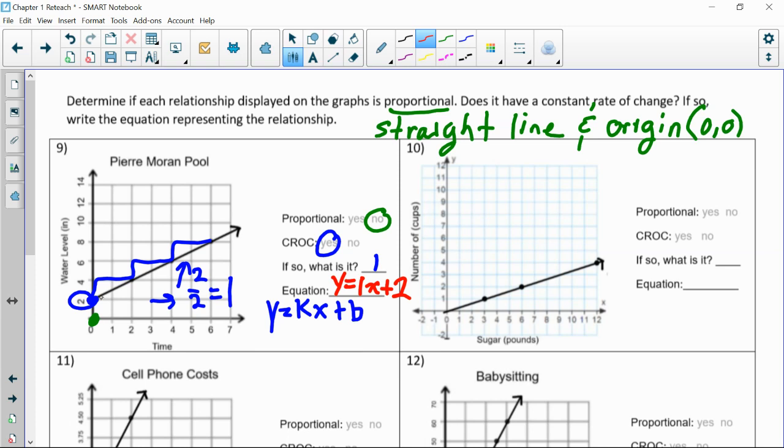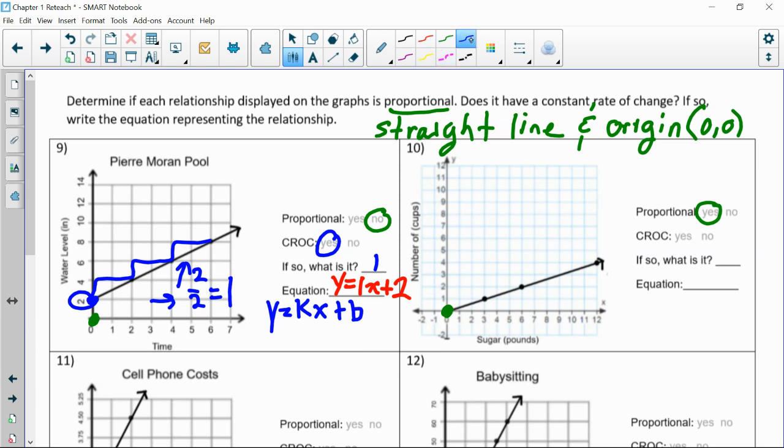But look, even though it's not proportional, it's a straight line. It is consistently changing. So that's why we say it does have a constant rate of change, because it is the same every time. All right, let's look at the next one. Is it a straight line? Yup. Does it cross at an origin? Yup. Is it proportional? Yes.